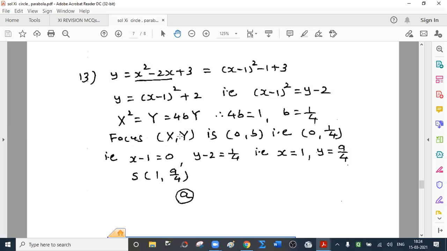Now the focus of this parabola, capital X square equal to capital Y, is (capital X, capital Y). See, the new coordinates are (0, b), not the old coordinates. So capital X coordinate is 0, capital Y coordinate is b, b is 1 by 4. But capital X we have written for small x minus 1. So x minus 1 equal to 0, and y minus 2, because capital Y is y minus 2, is 1 by 4. That gives me x equal to 1, y equal to 9 by 4. So what is the focus? (1, 9 by 4), which is given in option A.